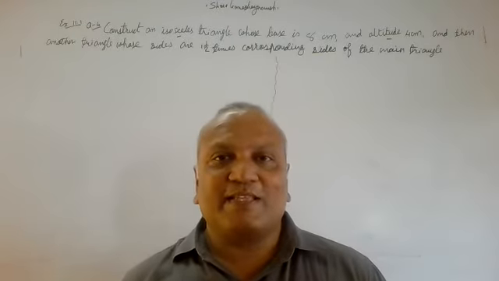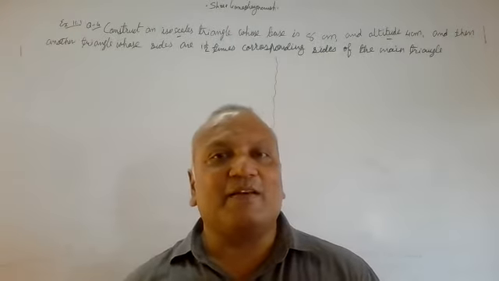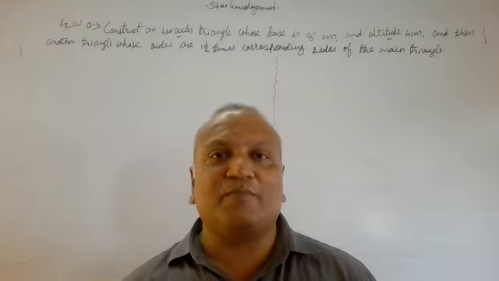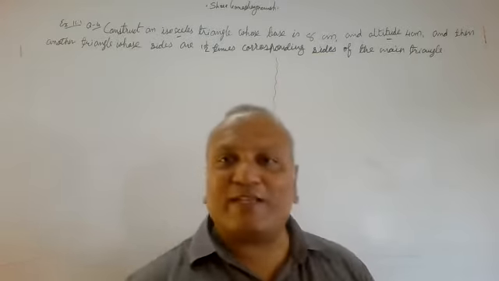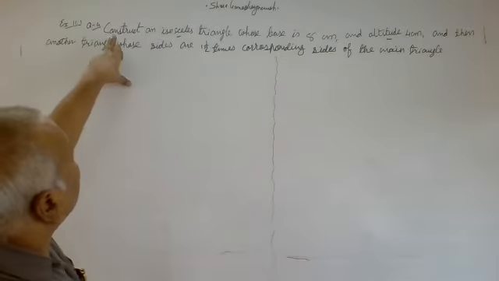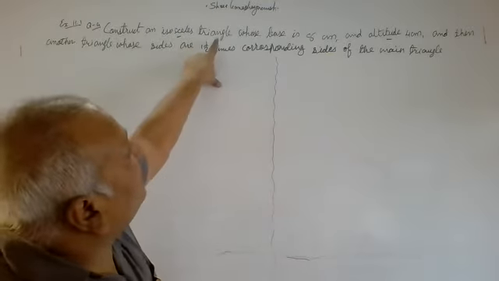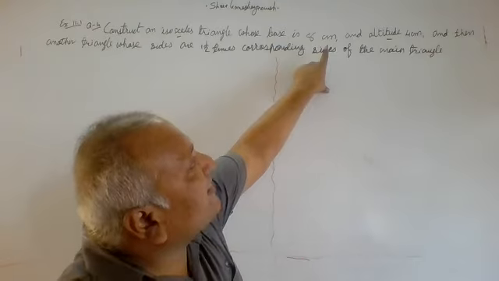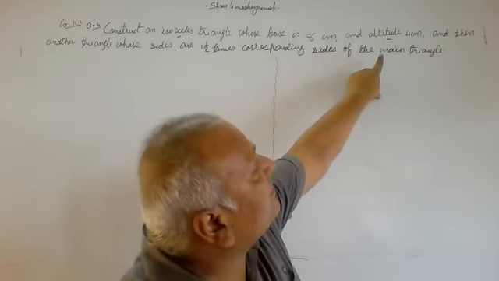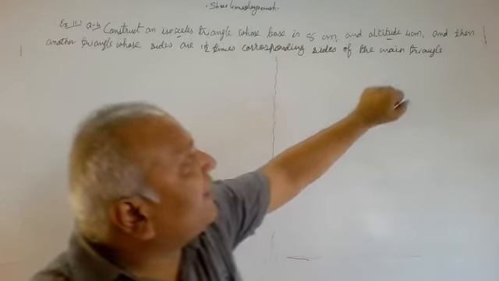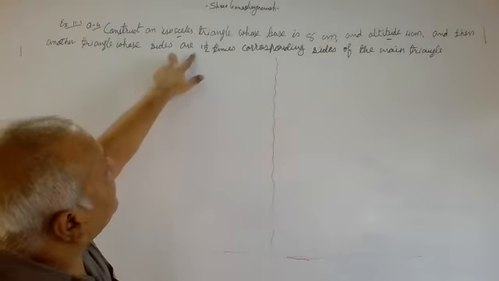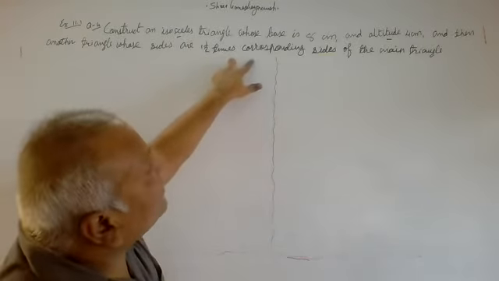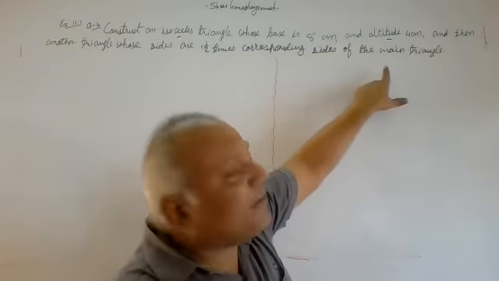Good morning, friends. Once again, I will come with the new construction of 11.1, and it is question number 4. So let's read the question first. Construct an isosceles triangle whose base is 8 centimeter and altitude 4 centimeter, and then another triangle whose sides are 1 and 1 upon 2 times the corresponding sides of the main triangle.